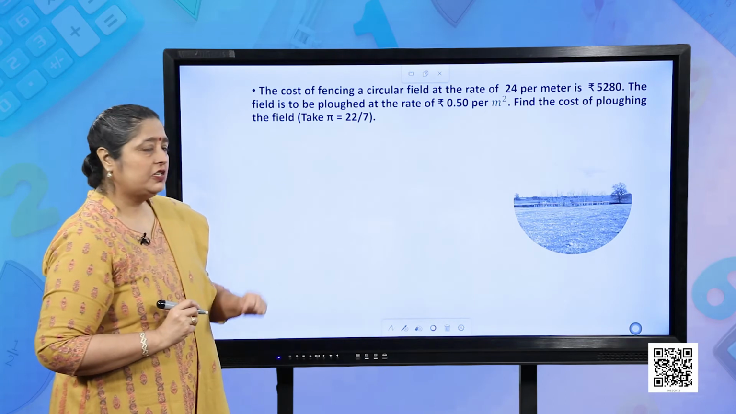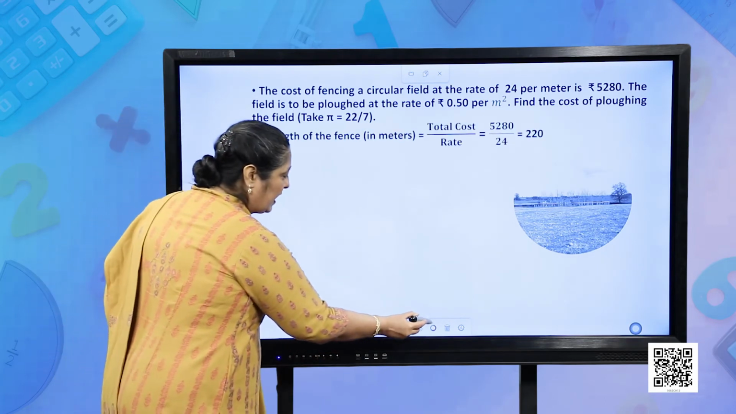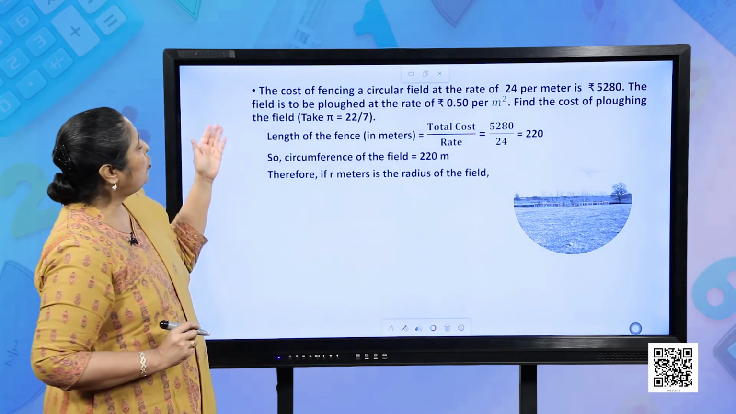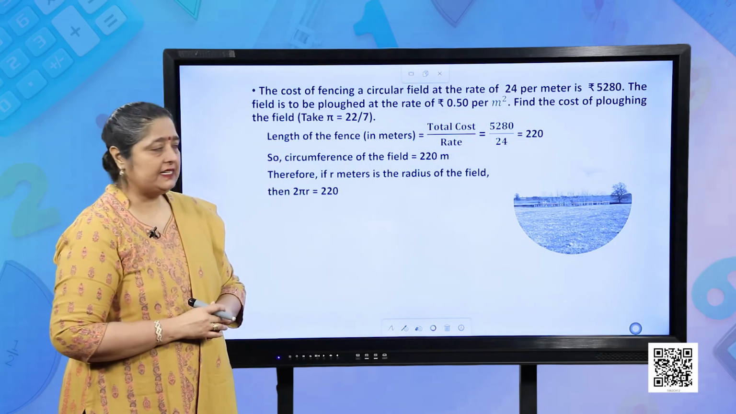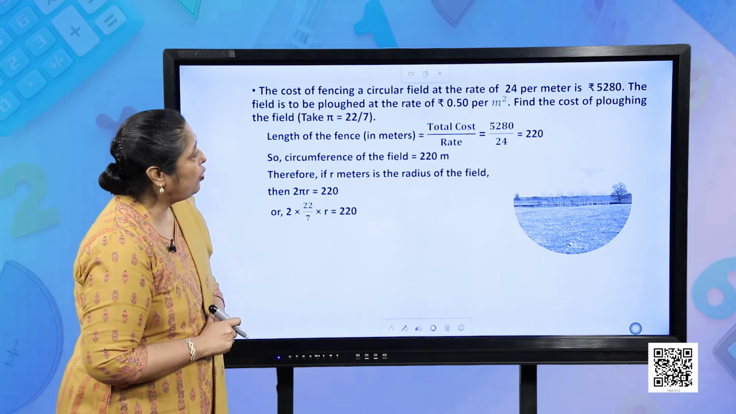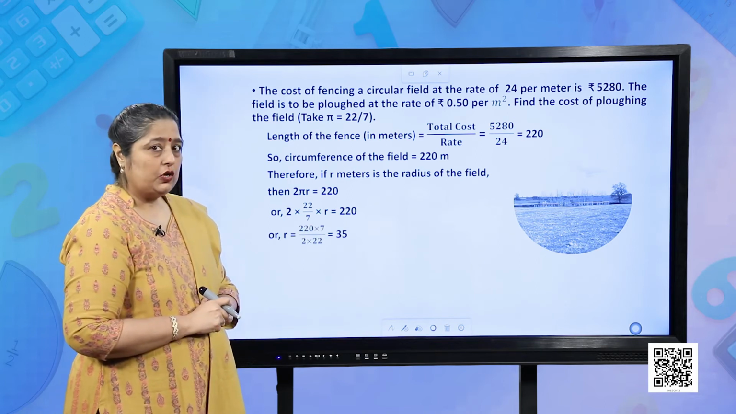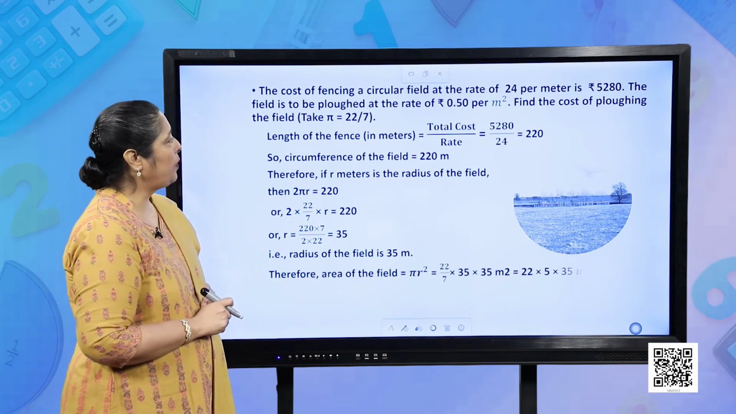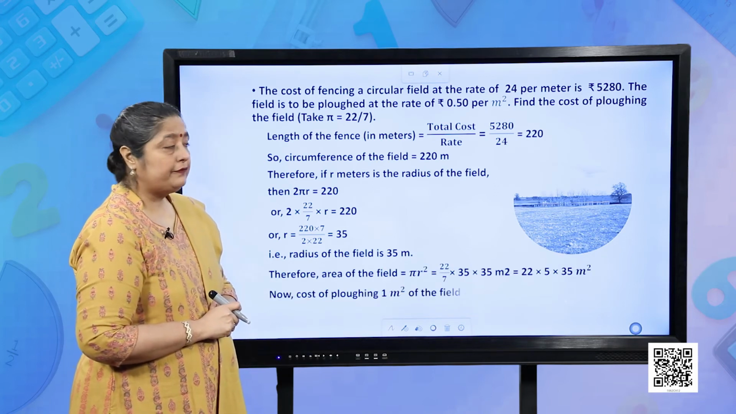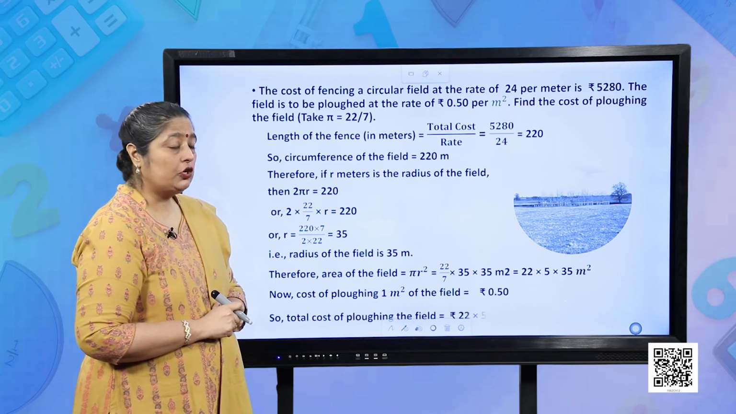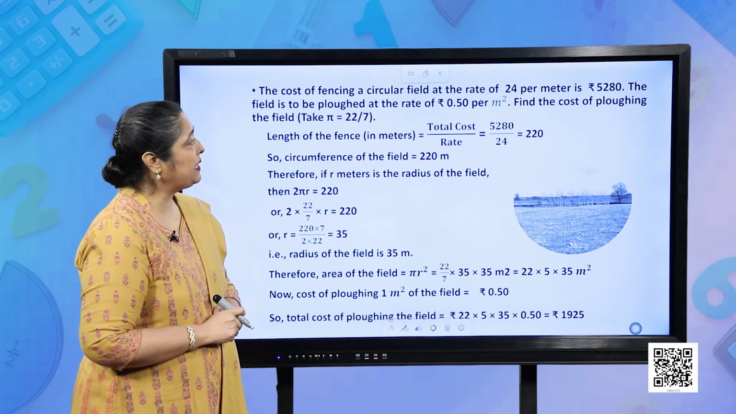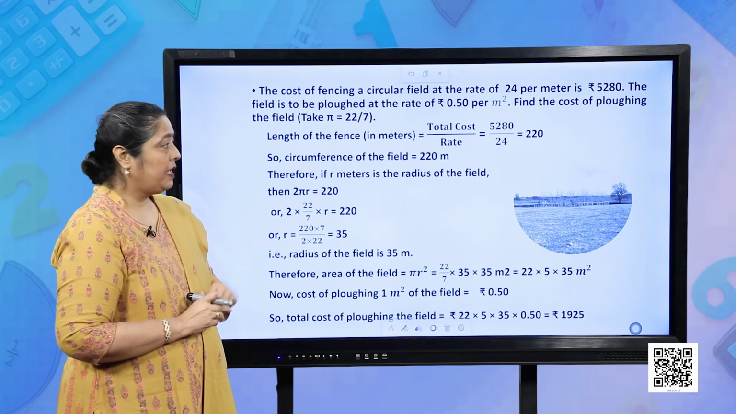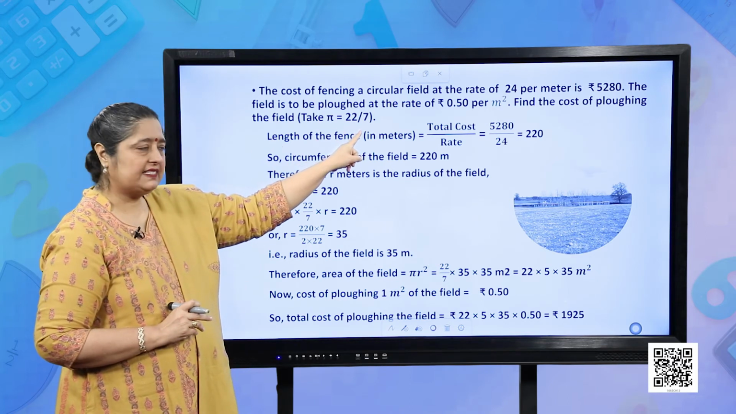Let us move forward to our next question. The cost of fencing of a circular field at the rate of rupees 24 per meter is rupees 5,280. The field is to be plowed at the rate of 50 paise, that is 0.50 rupees per meter square. Find the cost of plowing the field. Here pi is equal to 22 by 7.